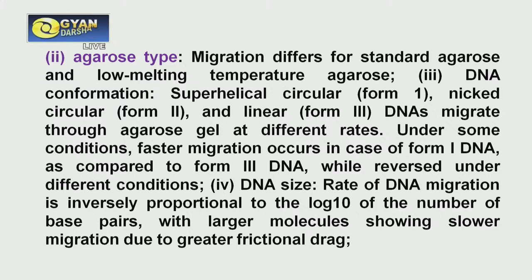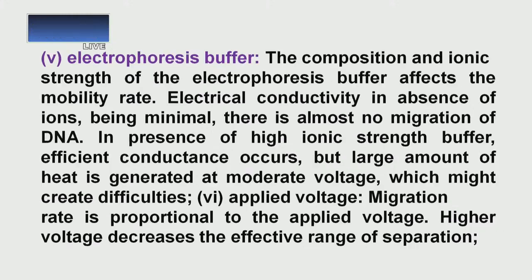DNAs migrate through the agarose gel at different rates. If the molecular weight is high, they will migrate slower. If the DNA molecule is of smaller size, they will migrate faster. Like you have a DNA of 500 base pair and you have another DNA molecule which is 1 kilobase pair. So the 1 kilobase pair DNA molecule will migrate slower because it is of high molecular weight. It is larger in size, and the 500 base pair DNA molecule will migrate faster because it is smaller in size, low molecular weight. So that is also another factor.